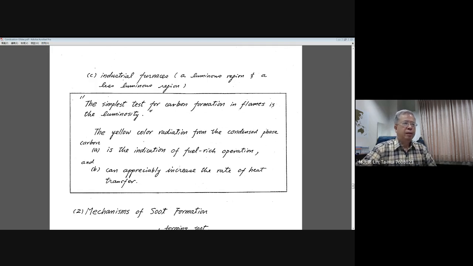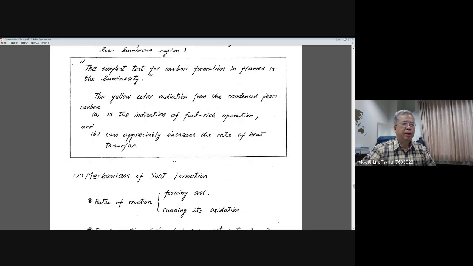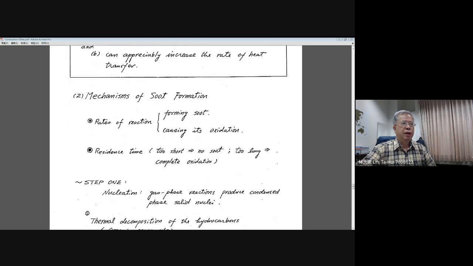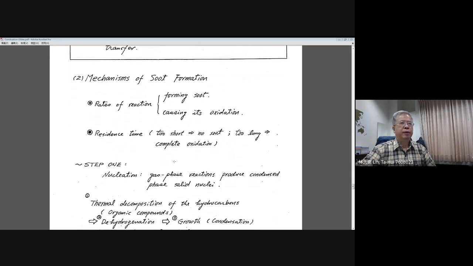Now we try to look at the mechanism of soot formation. The soot formation actually comes from the pyrolysis, or decomposition, of your hydrocarbon. Then you will find there are two competing reaction rates. One is forming soot, right? Because you usually have natural gas, oil or coal, and they are hydrocarbons.